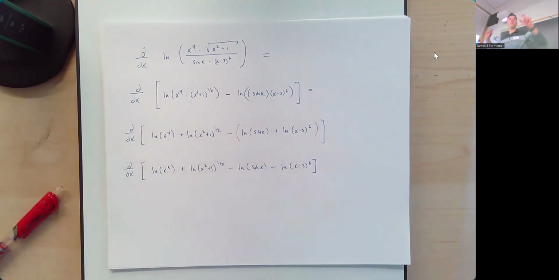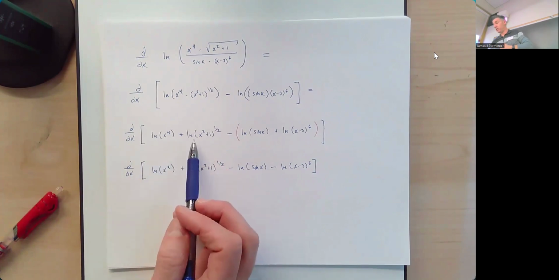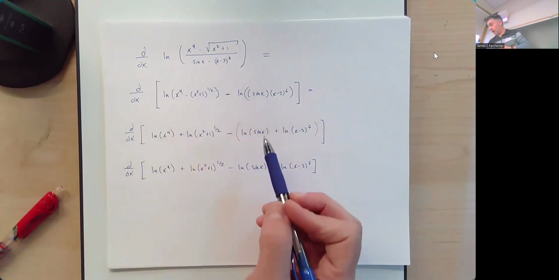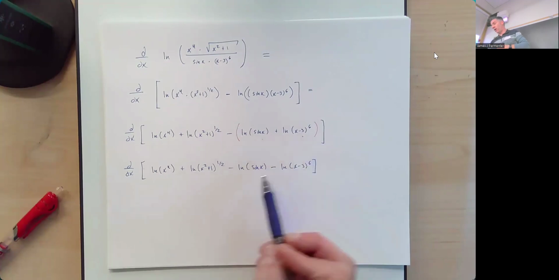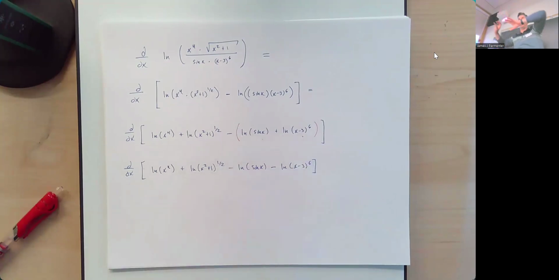All the factors that were in the numerator, the x to the fourth and the square root of x squared plus 1, are in logarithms with positive leading coefficients here. All the things in the denominator, the sine of x and the x minus 3 to the 6th, are in logarithms that are preceded by a minus sign. So all the things in the top end up having pluses, all the things at the bottom end up having minuses. Easy enough.